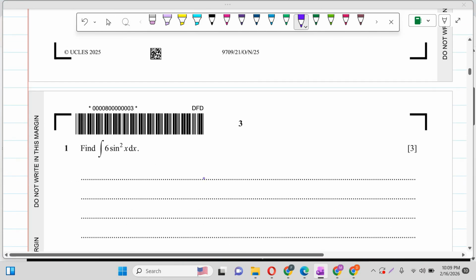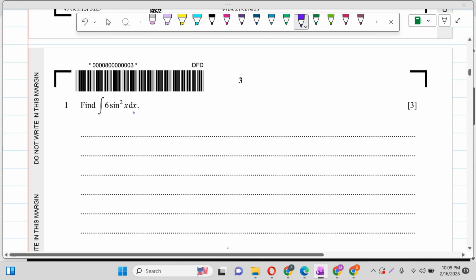Okay, let's move to question number 1. Find the integration of 6 sin squared x. This question is related to integration.